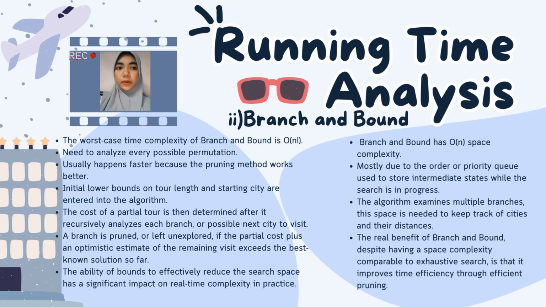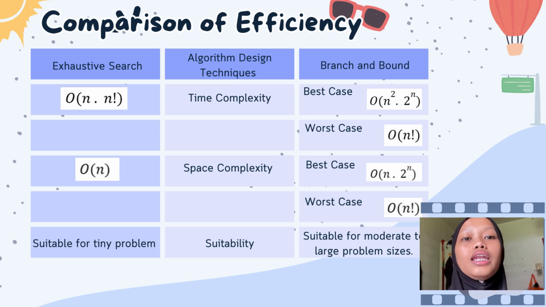Branch and bound has O of n space complexity, mostly due to the priority queue used to store intermediate states while the search is in progress. Since the algorithm examines multiple branches, this space is needed to keep track of cities and their distances. The real benefit of branch and bound, despite having a space complexity comparable to exhaustive search, is that it improves time efficiency. Lastly, now let's look at the comparison of efficiency for both exhaustive search and branch and bound.